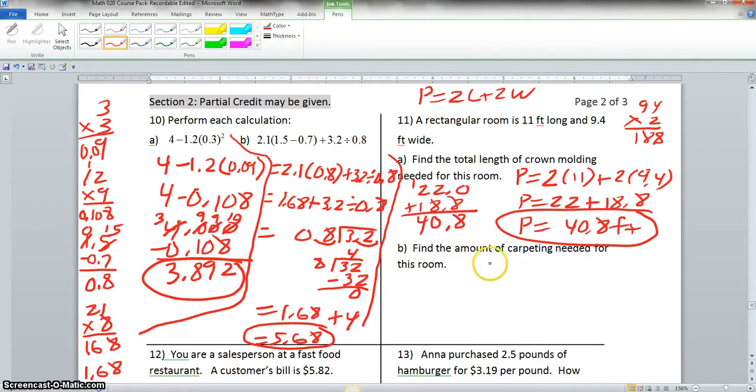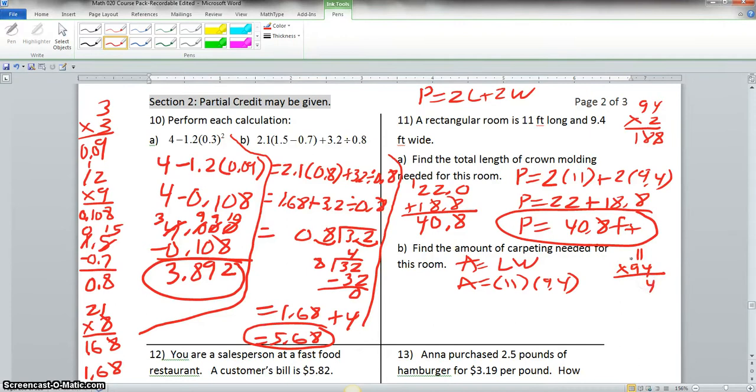Now it says here, find the amount of carpeting needed for this room. Now carpeting deals with the inside of the room, which is actually our area. And area is equal to length times width. Now what we need to do here is substitute. We know that our length is 11 and our width is 9.4. So since we're multiplying, we could just drop the decimal and take 11 times 94.